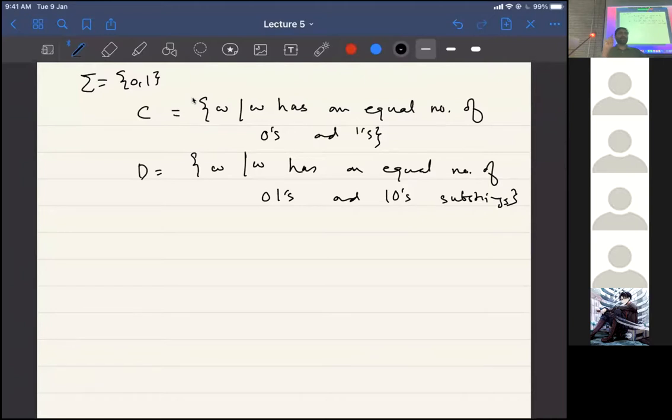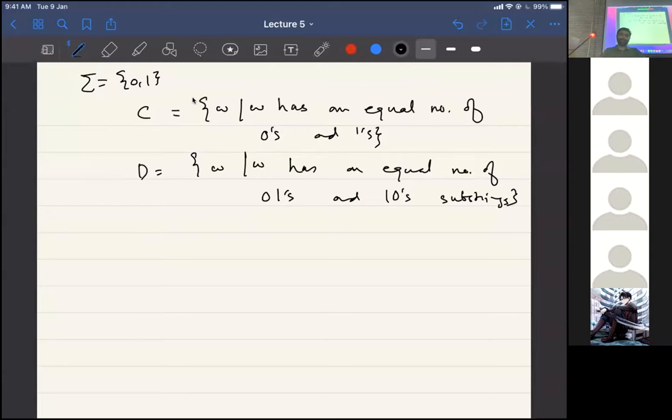So is C a regular language or not? No? Anyone in this class over here or online says that C is regular? Are you sure? It's not the previous language, it's different.